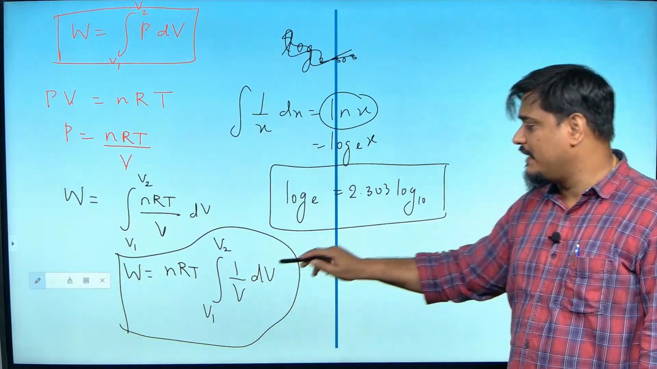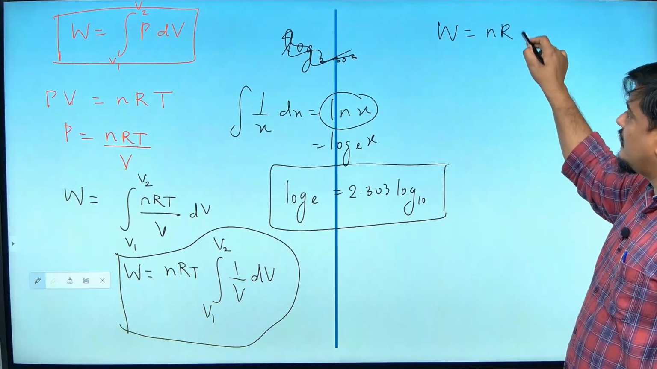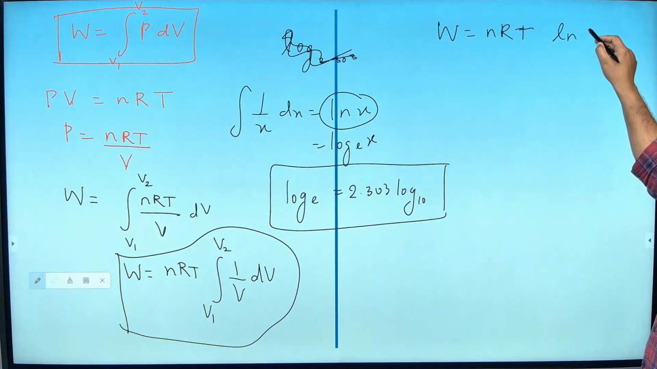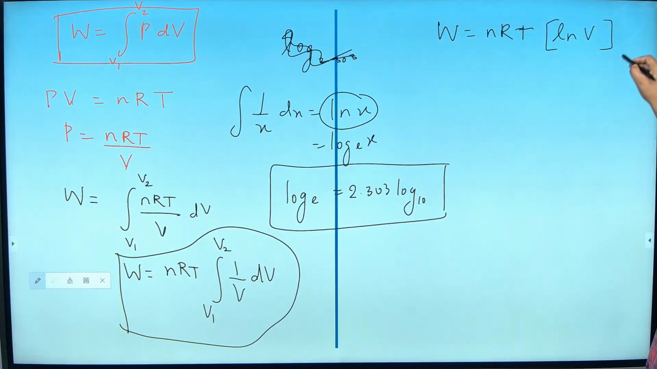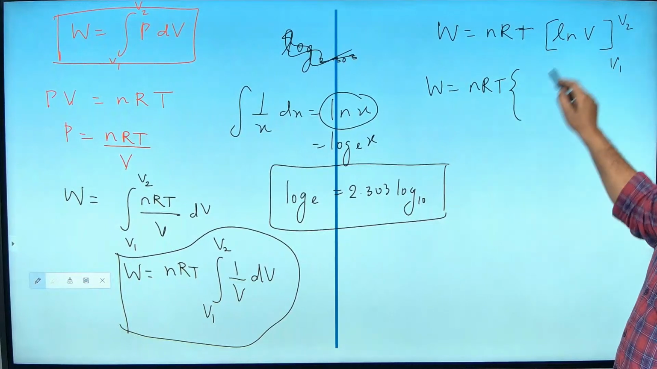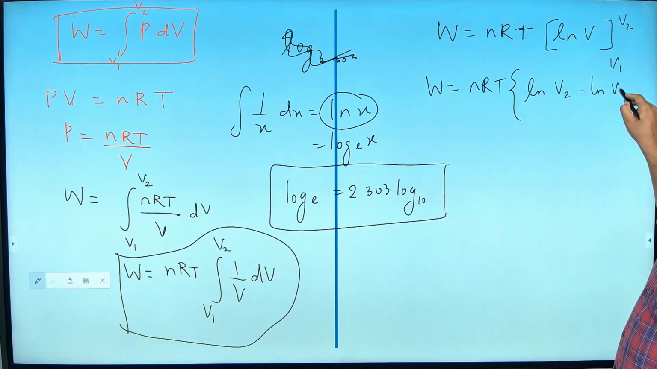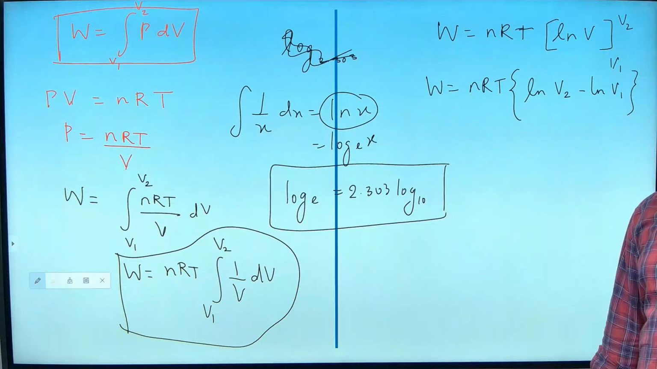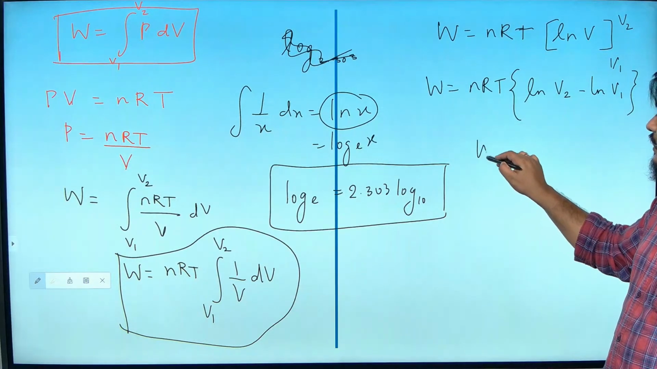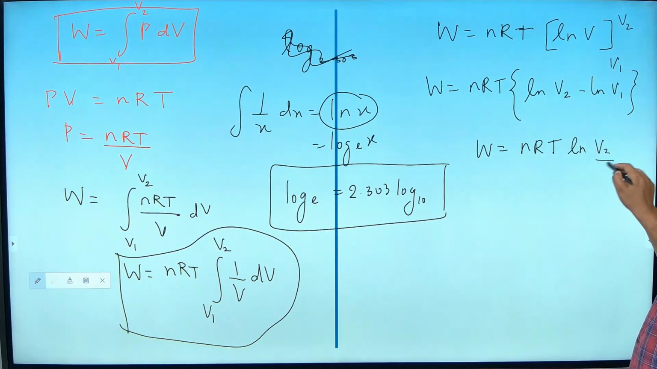So what is the integration of 1 by V dV? It will become ln V. So work done will become equal to nRT into ln V, where the limit is from V1 to V2. Put the upper limit minus lower limit. It will become nRT into ln V2 minus ln V1. Am I right? So log A minus log B is log A by B. You know this? So I can write work done is equal to nRT ln V2 by V1.